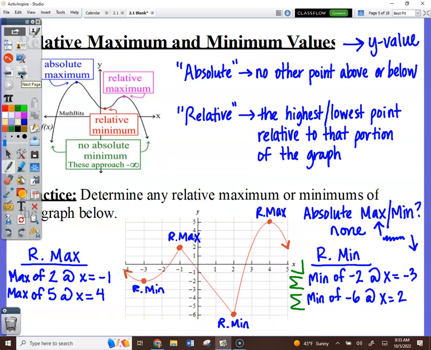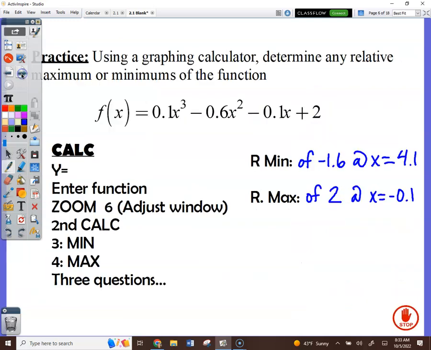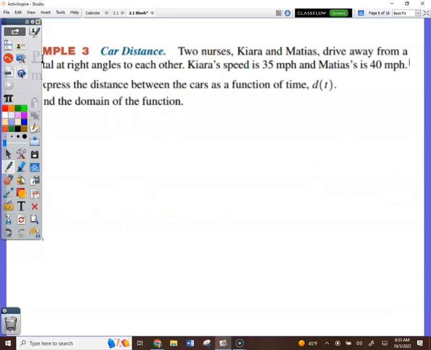Then we looked at relative max and mins, and then we talked about the fancy way to type it in. They want you to state the y value at what x value when you're discussing max or min. And then we had a complicated one to see how you do with typing it in the calculator. Remember 2nd Calc, and then you have to distinguish which one you're looking for. I'll put a question mark there. Is it a max or a min you're looking for? And then you answer the 3 questions.